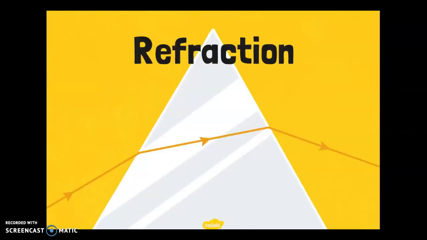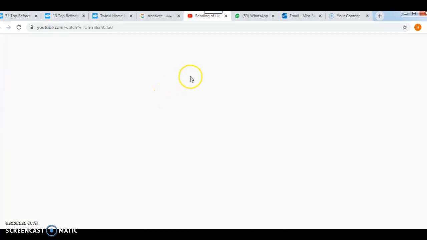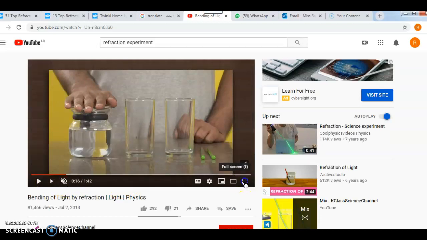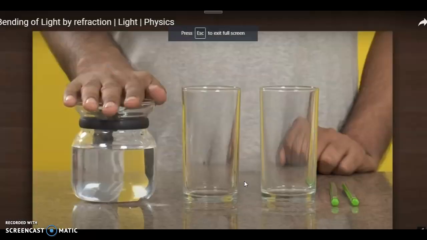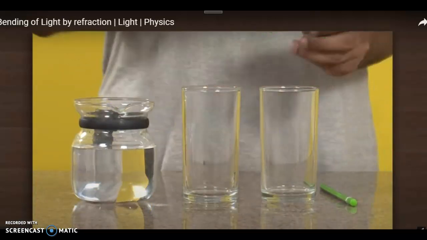Today we will talk about refraction. Let's see what the meaning of refraction is by doing this experiment together. So, light travels in a straight line in a transparent medium. But what happens when light travels from one transparent medium to another transparent medium? Together, let's make a small experiment. Here we have two empty glasses, 2 pencils and water.